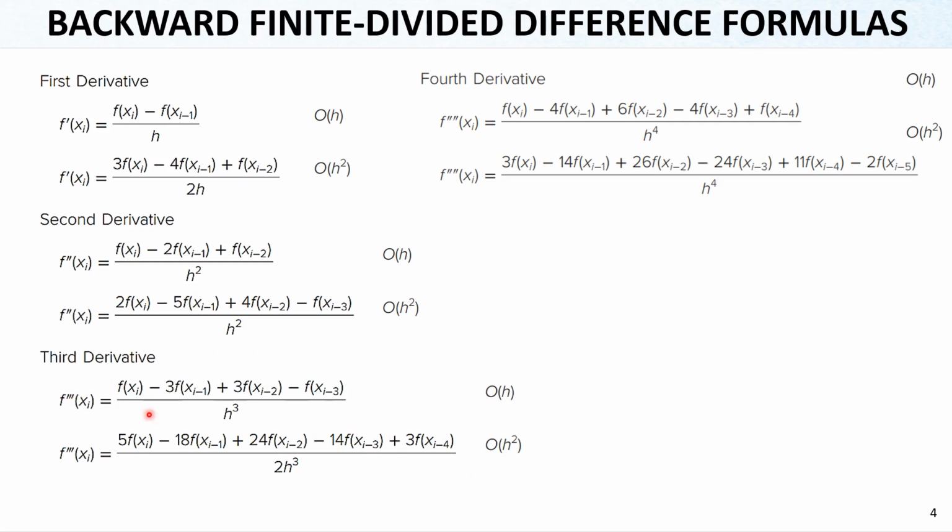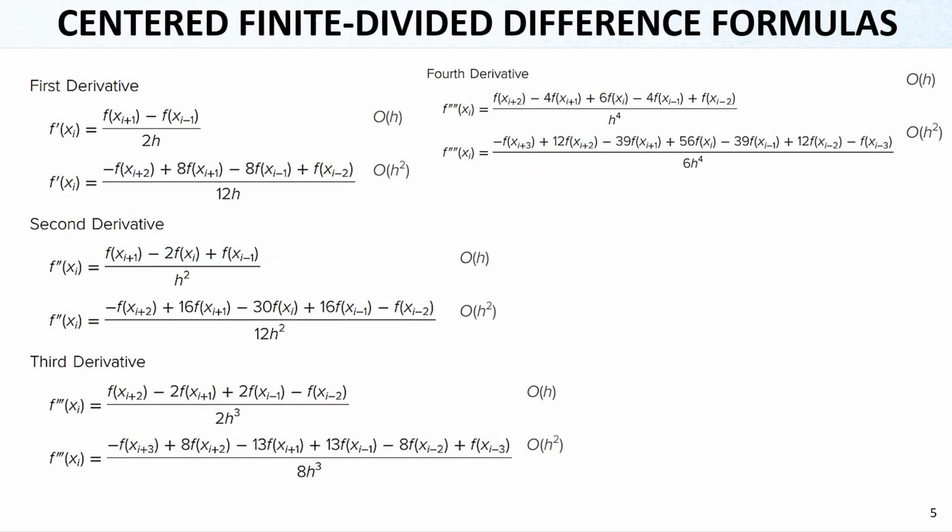This is the simple version. And also for the fourth derivative, you can see that we have an improved version as well. Because this is a backward finite divided difference, we have i-1, i-2, i-3, i-4. So we have the backward values or terms. Let's move on to the next slide to see the centered finite divided difference.